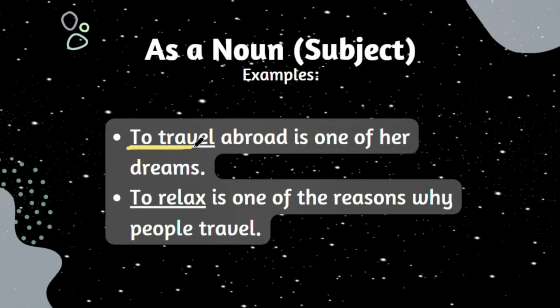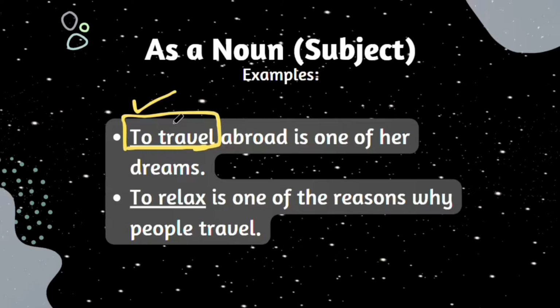To travel abroad is one of her dreams. Now here in this sentence we have the infinitive to travel. If you think a little carefully, this infinitive to travel is giving you the name of some activity, the name of something that she wants to do, right? So to travel is a noun here and it's an infinitive too. To travel abroad is one of her dreams.